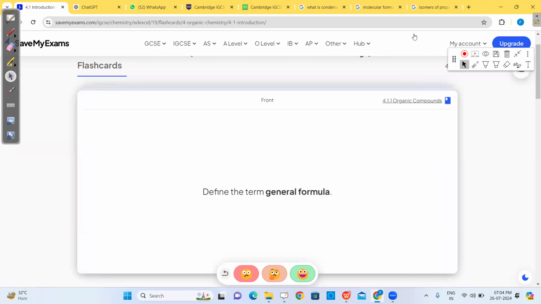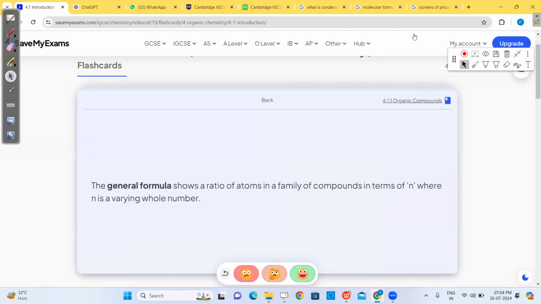So what's a general formula? A general formula shows the ratio of atoms in a family of compounds in terms of n, where n is a varying whole number. For example, for alkenes, CnH2n, which means that n is the number of carbons present and hydrogens are twice the number of carbons. So CnH2n is the general formula for all alkenes. Likewise, we learned the general formulae for other homologous series as well.